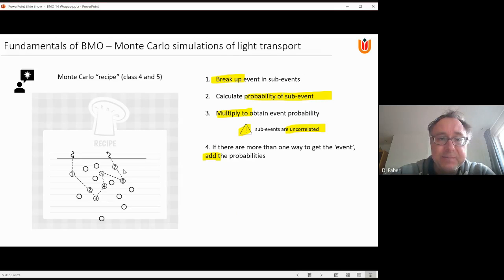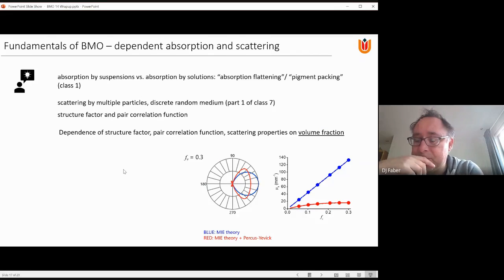All right. Questions so far? Absorption and scattering.